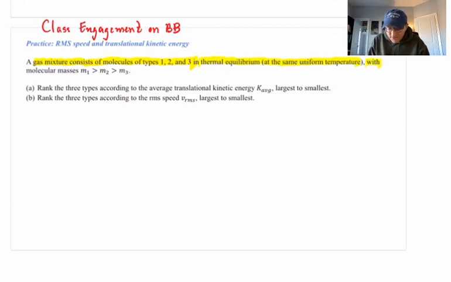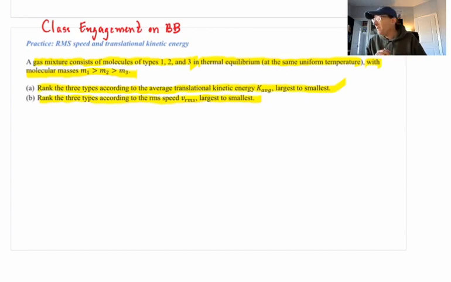And the masses of the individual molecules in the 3 types are arranged this way. The molecules of type 1 have the biggest mass, followed by the molecules of type 2, they have the next biggest mass, and the molecules of type 3 have the smallest mass. So, question A. Rank the 3 types according to the average translational kinetic energy, K average, largest to smallest, and then B. Rank the 3 types according to the RMS speed, v RMS, largest to smallest. So that's what you'll enter on Blackboard.